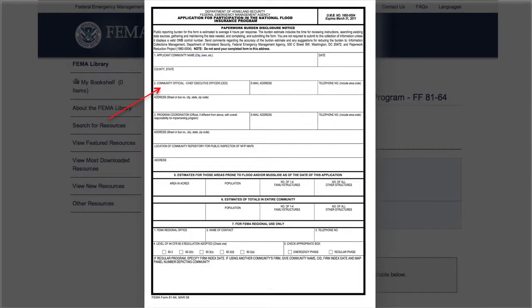www.fema.gov/library. The form asks local officials for basic information, including the name and position of the person responsible for administering the community's floodplain management program, the location where the public will be able to inspect local flood maps, and estimates of land area, population, and number of structures in and outside of the floodplain.